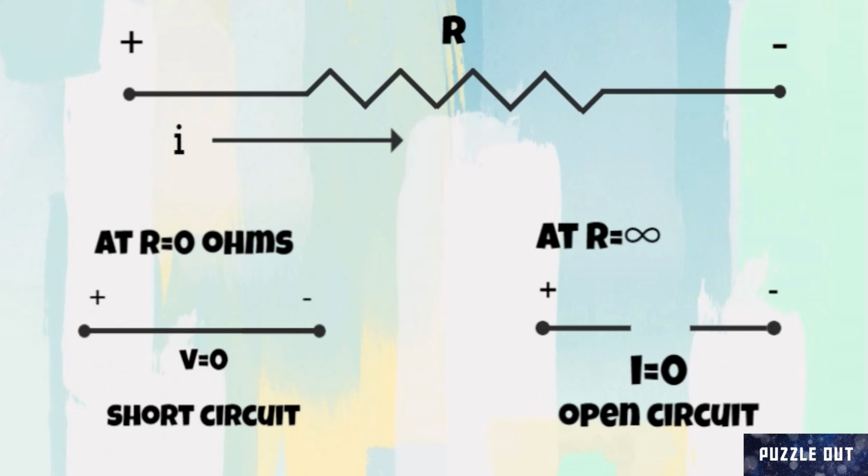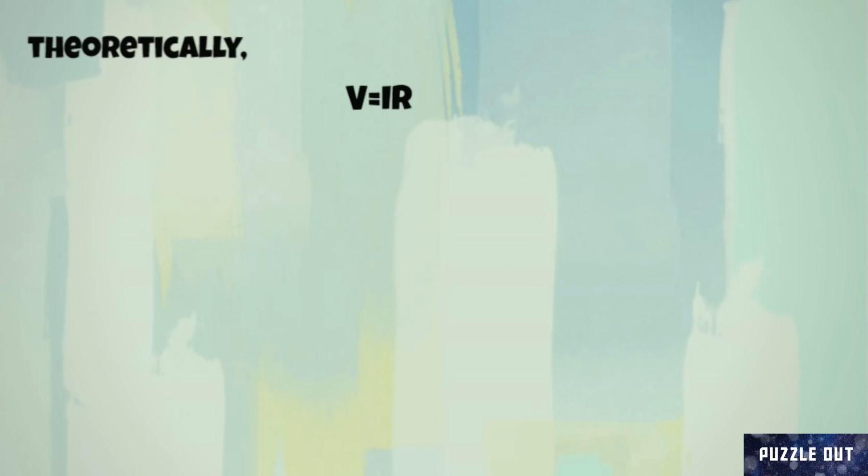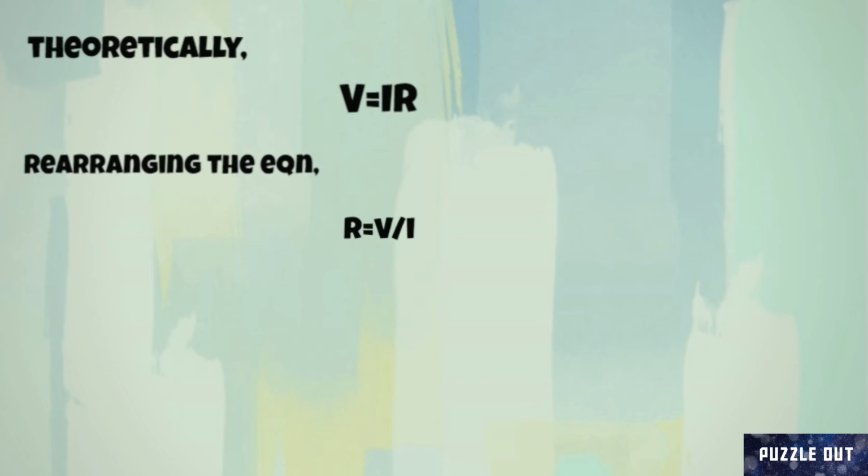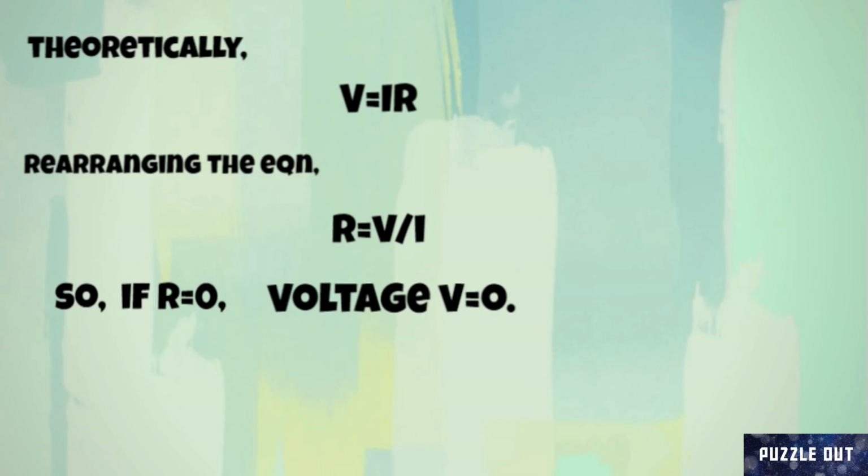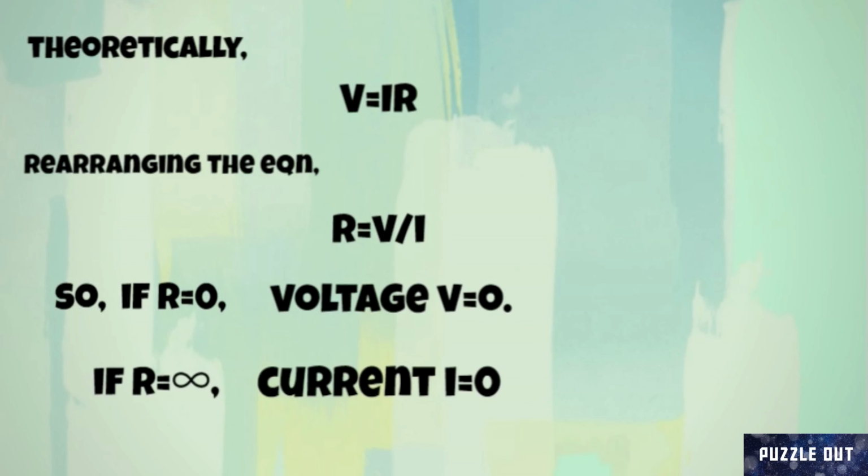So let us try to analyze how this happens by taking the help of Ohm's law. Firstly, we rearrange Ohm's law as R equals V by I. So if R equals 0, then the numerator becomes 0, hence voltage is 0. Similarly, if R equals infinity, then the denominator should be 0, and hence the current flowing through it becomes 0. So this is all about Ohm's law in brief.